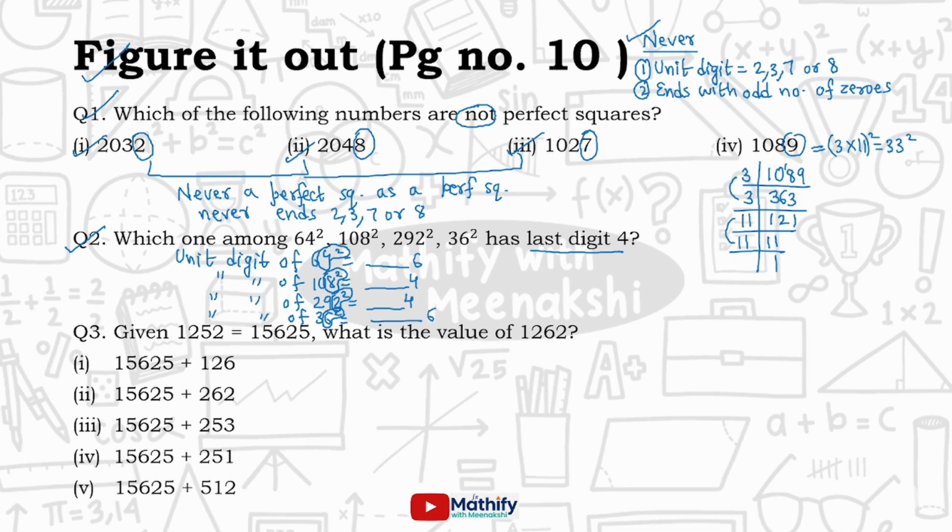So they are saying which one ends with 4? So answer is 108 square and 292 square. They will end with 4. Now let's move to question number 3.